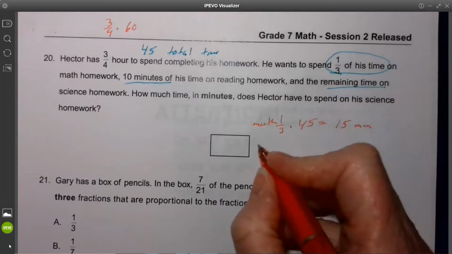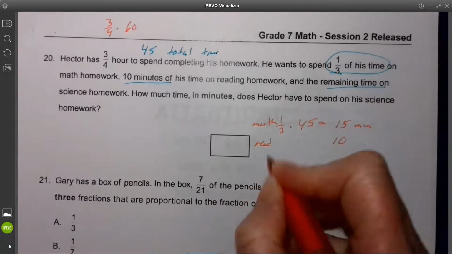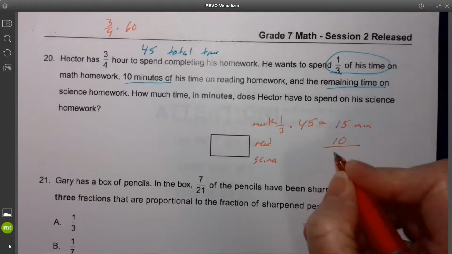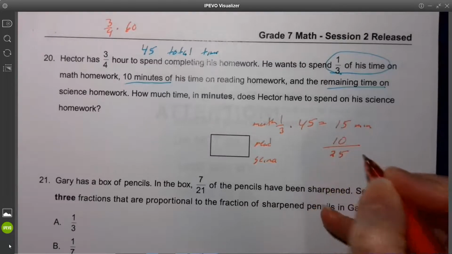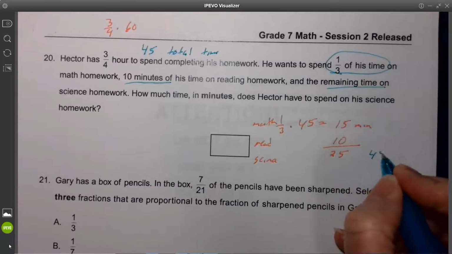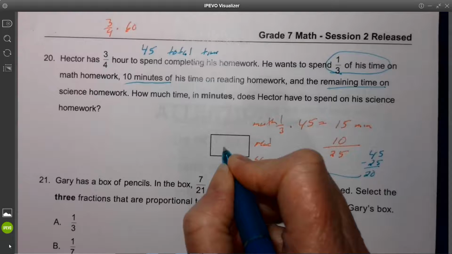It already tells us how much we're doing for reading. That's 10 minutes. Now science gets the rest of it. So what I do is I find out how much I've used so far. I've used 25 minutes. I have a total of 45. So to find science, I'm going to take 45 minus 25, which means that I have 20 minutes for science.